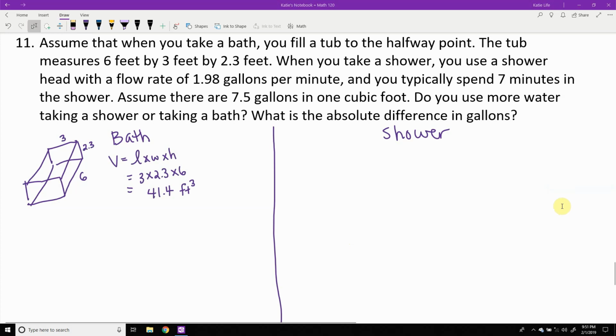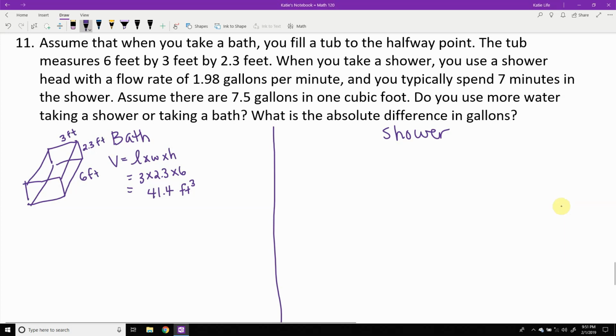So that's going to give us a total volume, if we filled that tub up to the very brim, of 41.4 cubic feet. Notice how I got that unit, right? Each one of these dimensions was given to us in feet. So if I multiply feet by feet by feet, I'm going to have cubic feet in terms of volume.